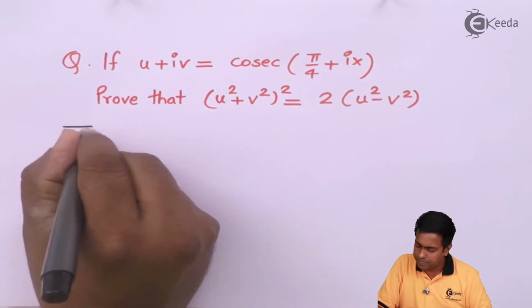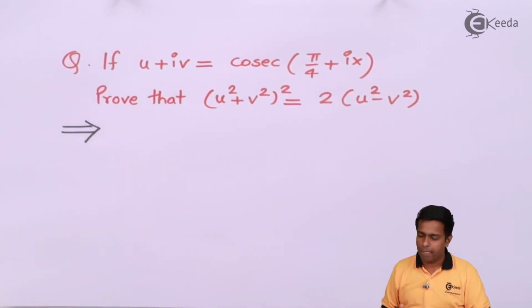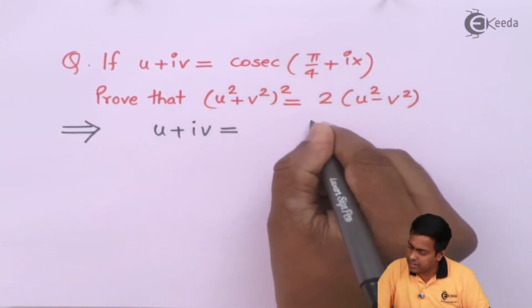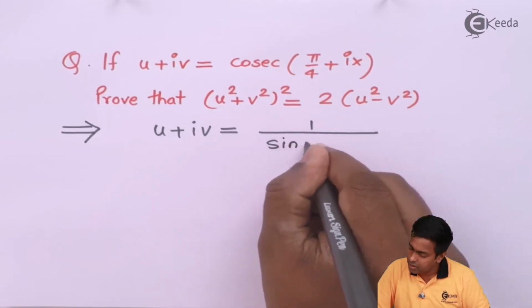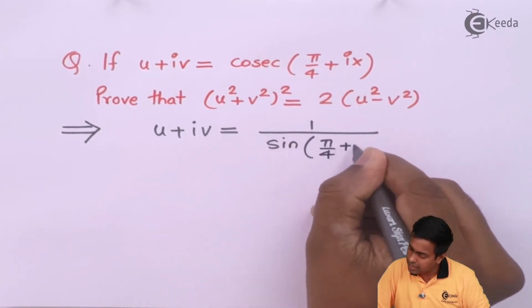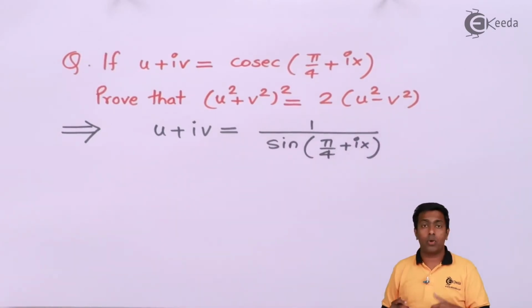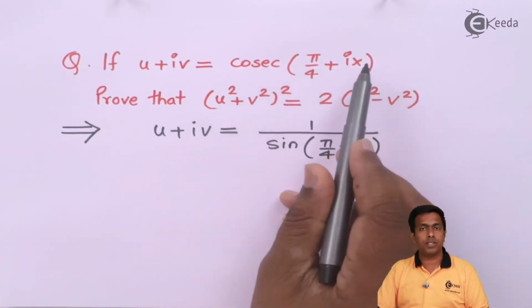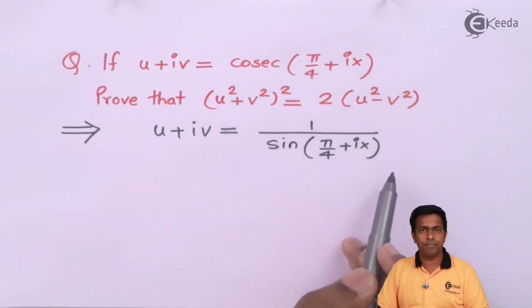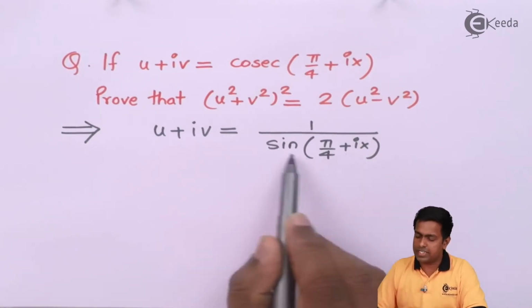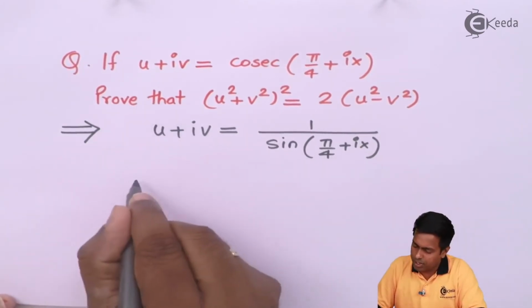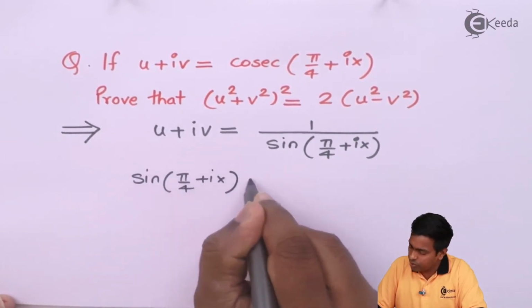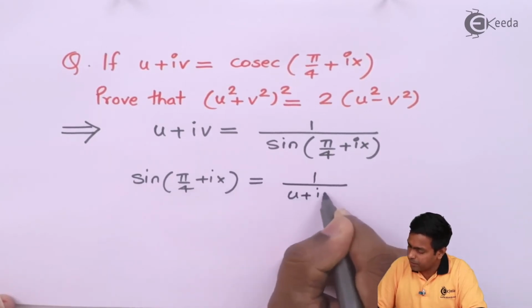So what I'll do here is I will use the second method. So u plus iv is as it is. Here I'll say this cosec is nothing but 1 upon sine (pi by 4 plus ix). Now guys, why I'm taking this cosec down? The reason is we do not have formula for cosec (a plus b), but yes, we have a formula for sine (a plus b). So now I'll shift this sine to the other side so that this will become sine of (pi by 4 plus ix) equal to 1 upon (u plus iv).